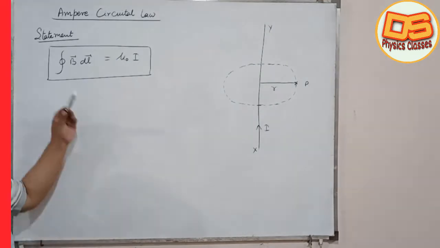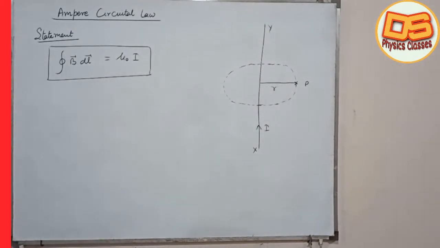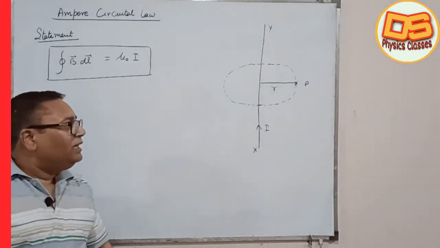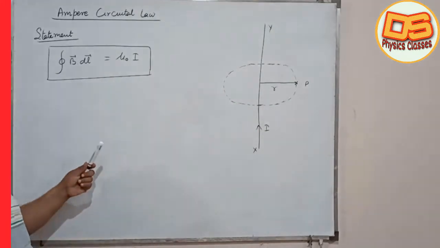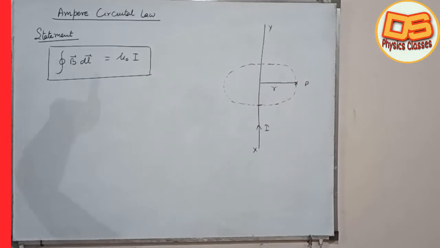Ampere's circuital law is also used to determine the magnetic field intensity at any point. First, we are going to state and prove Ampere's circuital law.